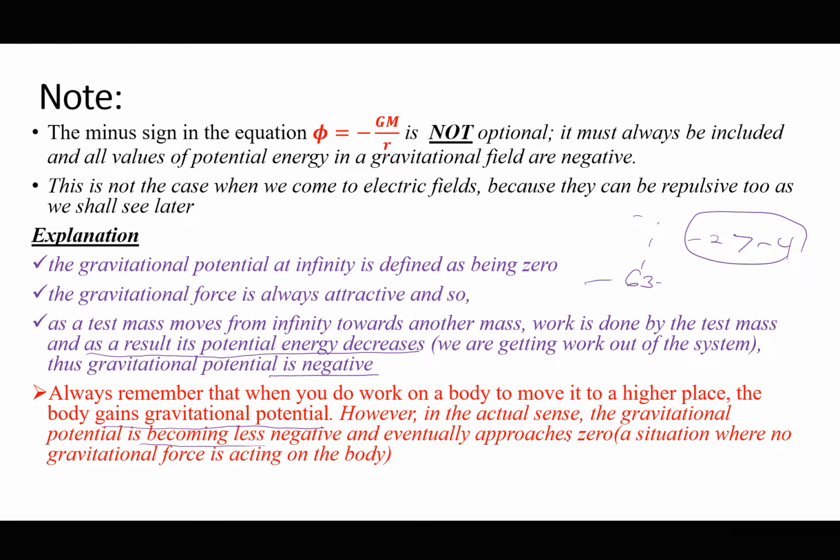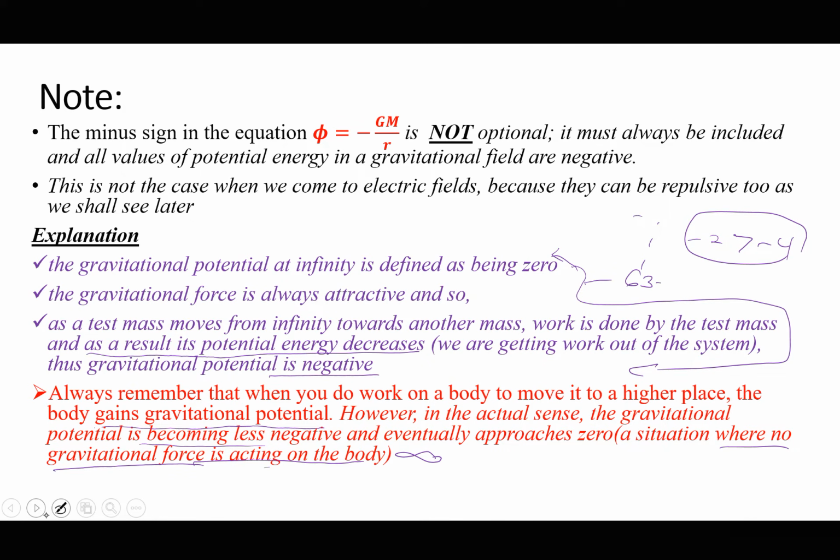However, in the actual sense, the gravitational potential is becoming less negative and eventually becomes zero. That is a situation where there is no gravitational force acting on a body. That is when it is at infinity. So the question will be: explain the significance of the negative sign. That will be around 3 or 4 marks.